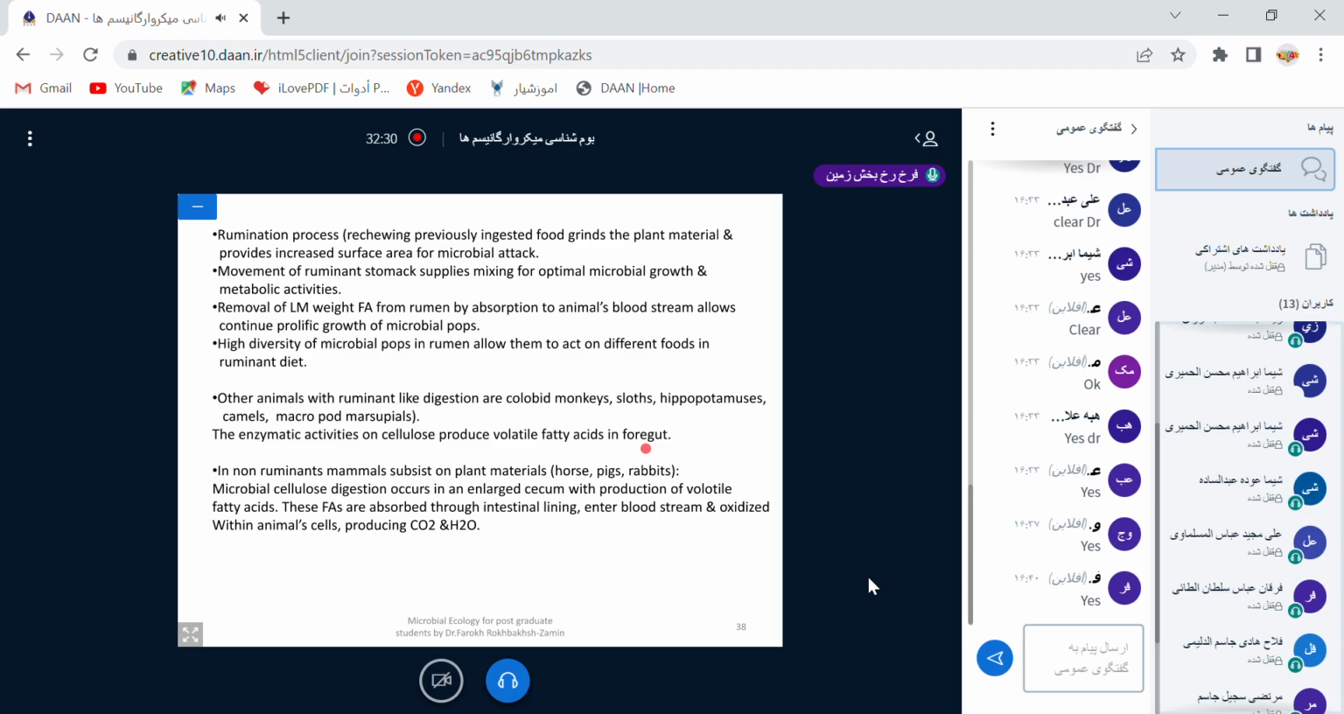Even though they are not ruminants and don't have a rumen, they have a special part called the foregut containing cellulolytic microbes, changing cellulose to volatile fatty acids, and these fatty acids are absorbed by blood and transferred to the cells and used to form ATP.